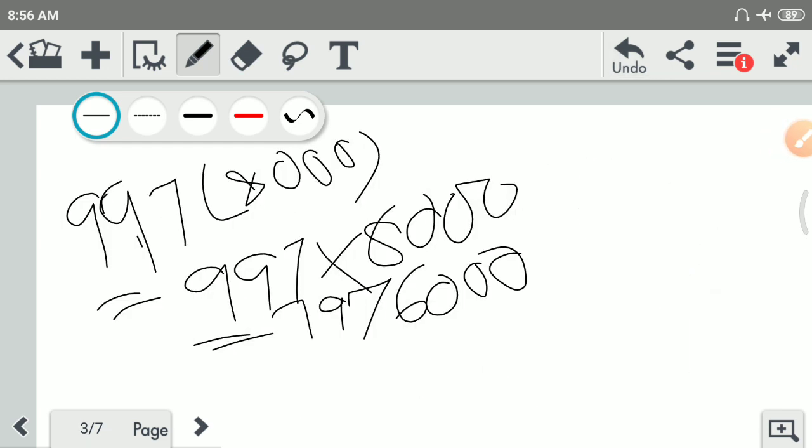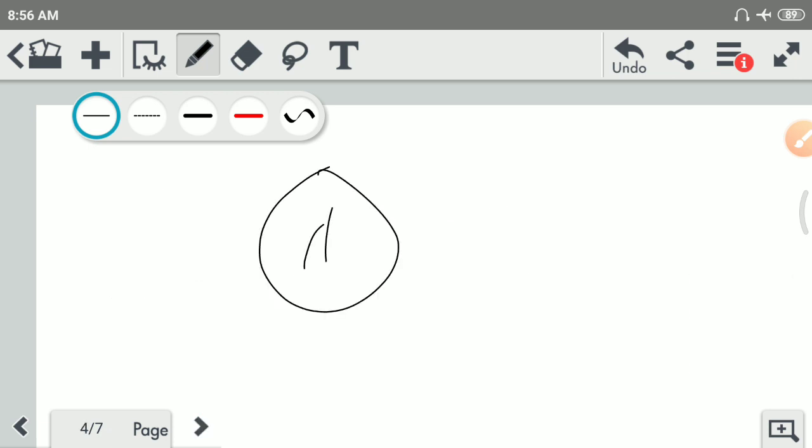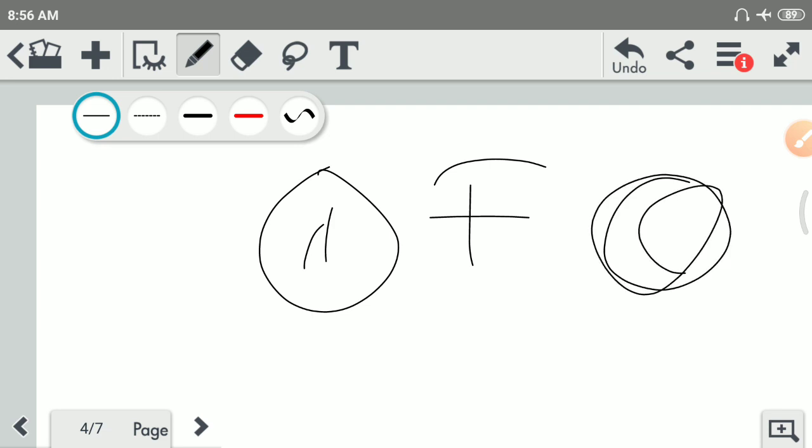Bit 2: the identity element for addition in integers is 1. The identity element for addition is not 1, my dear students, that is 0. So bit 2 is false, because the identity element for addition is not 1, that is 0. So the second one is false.